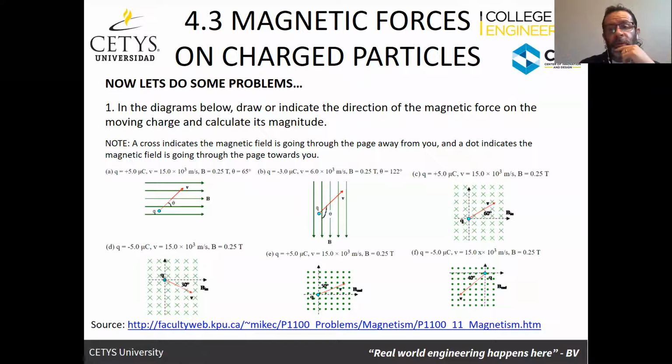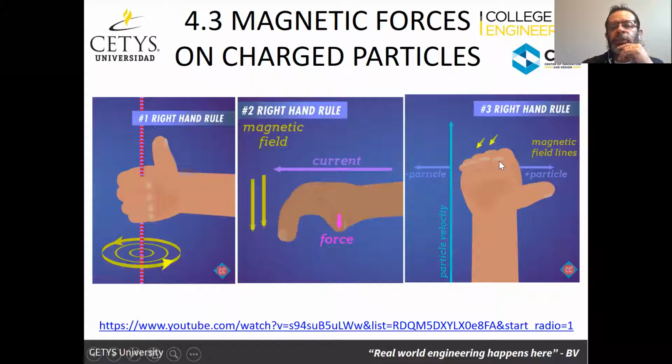Okay, so we're talking about the magnetic forces on charged particles. Okay, and we're trying to apply the right-hand rule, the third right-hand rule, remembering that we have three right-hand rules, to try to identify the direction of the force that's being applied on a charged particle that's moving across a magnetic field.